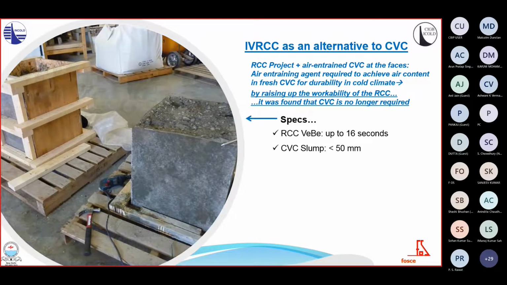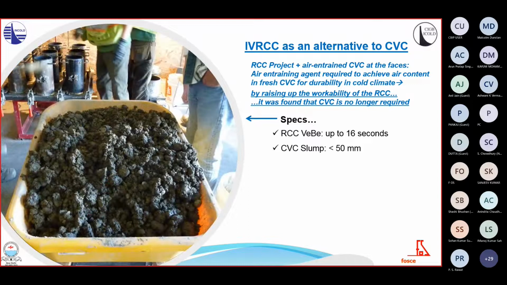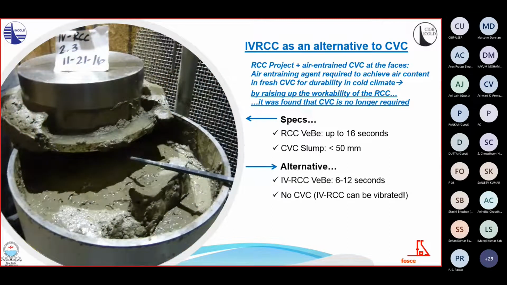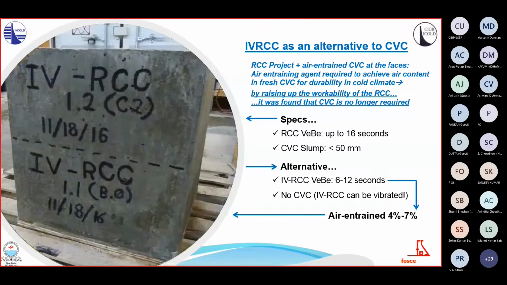Initial specification called for up to 16 seconds VB RCC and a CVC below 50 mm slump. Well, with an alternative 6 to 12 seconds VB RCC, it was possible not just to vibrate it by immersion, but also relatively easy to get the required level of air entraining. Such alternative was shown previously in lab trials, including demonstration blocks of air entrained IVRCC, and later on in a real scale placement and course.